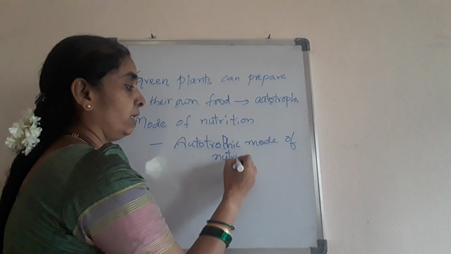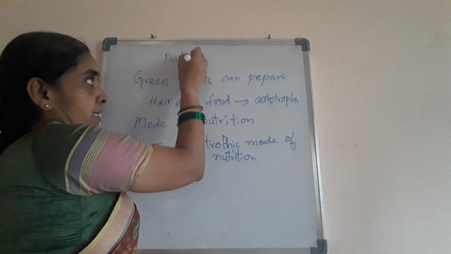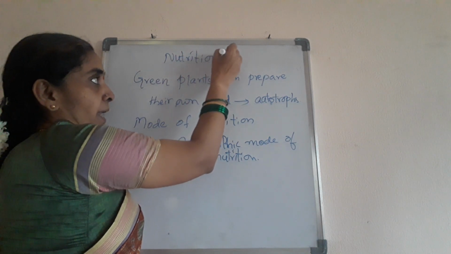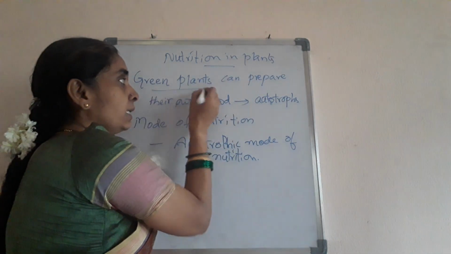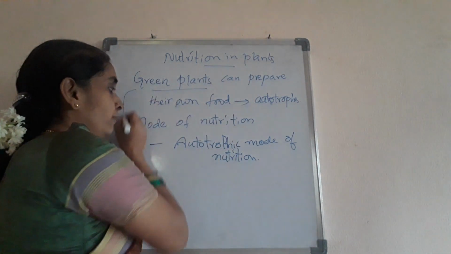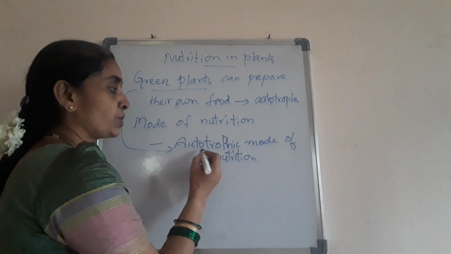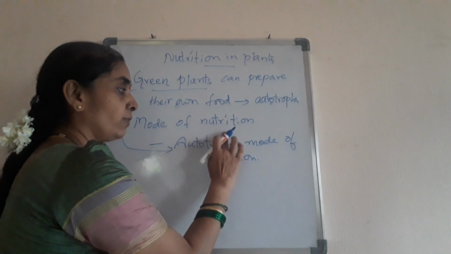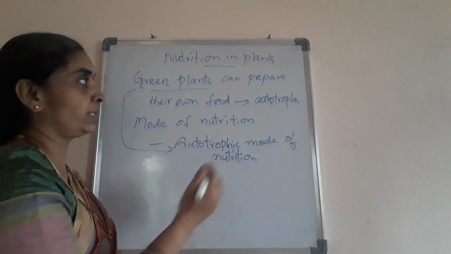So here we have learnt about the nutrition in plants, isn't it? In nutrition in plants, we have learnt about the green plants that they prepare their food by themselves. Hence the mode of nutrition is autotrophic mode of nutrition. It is called autotrophic mode of nutrition.